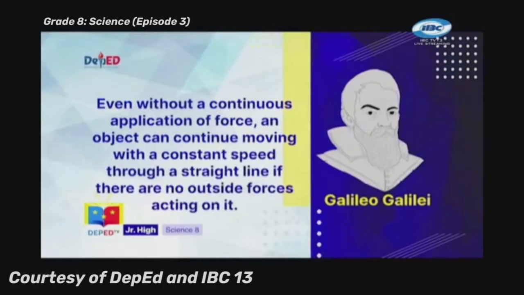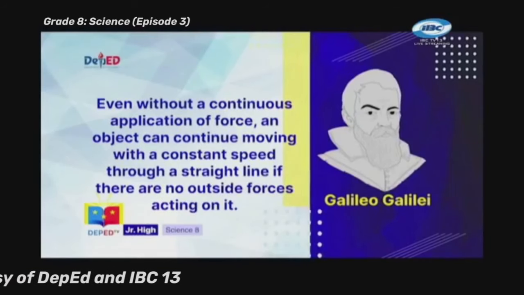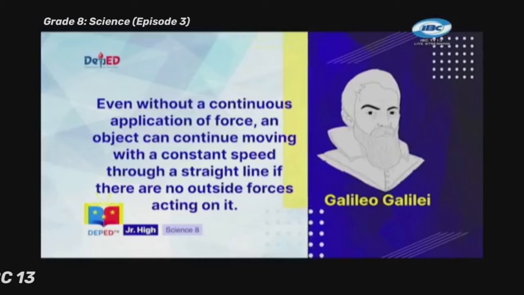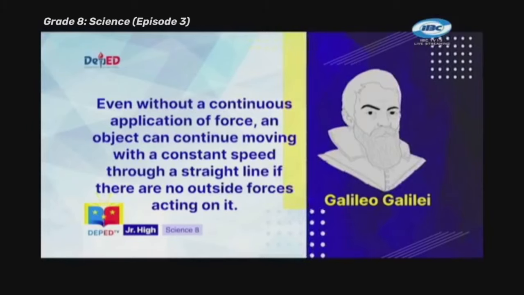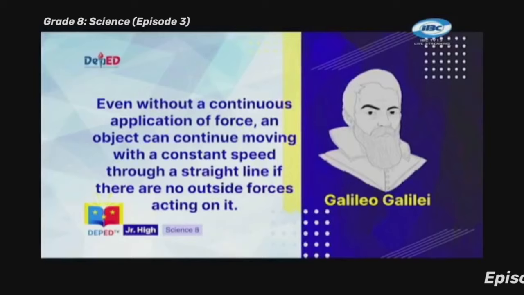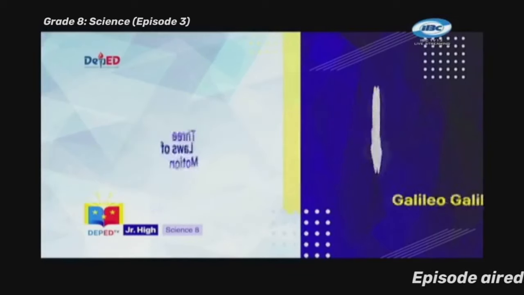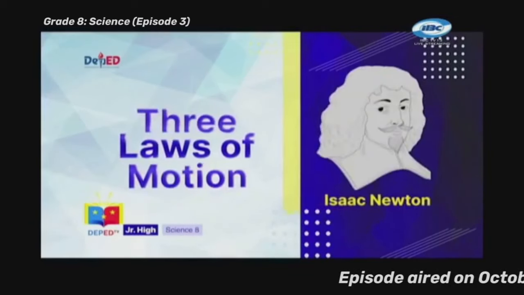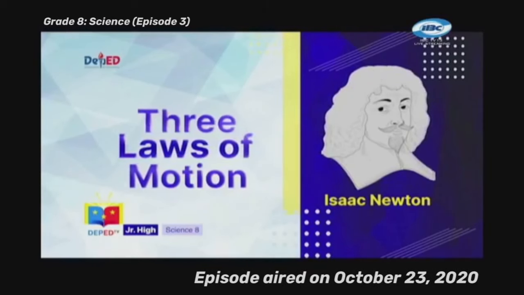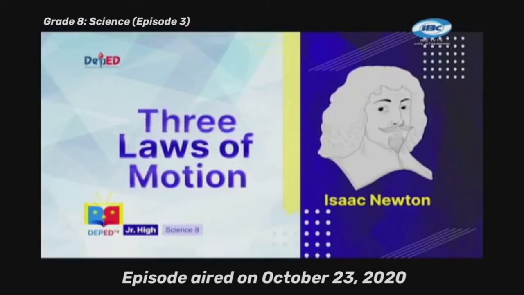Galileo Galilei, on the other hand, disagreed with Aristotle's claim. He claimed that even without continuous application of force, an object can continue to move with constant speed in a straight line, provided that there are no outside forces acting on it. Finally, Sir Isaac Newton used Galileo's ideas and eventually formulated the three laws of motion.